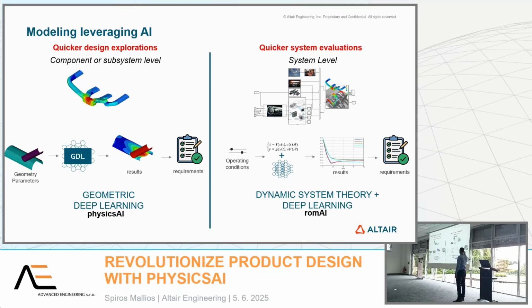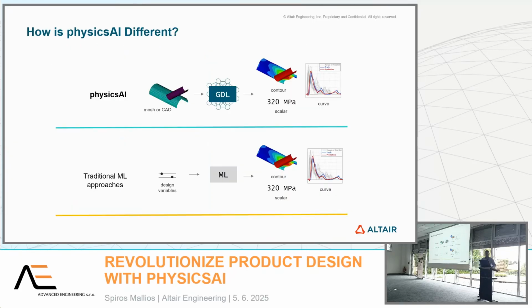And on the right, we have ROM-AI, which is a combination of dynamic system theory and classical deep learning. We're going to see more about it later. So let's jump into PhysicsAI.